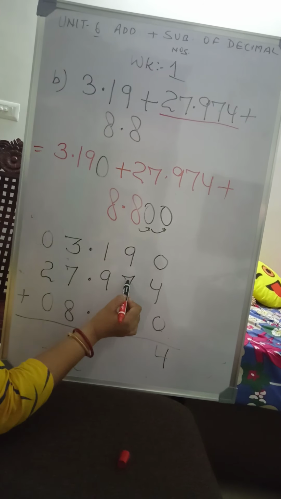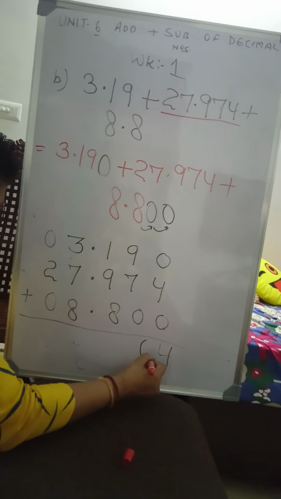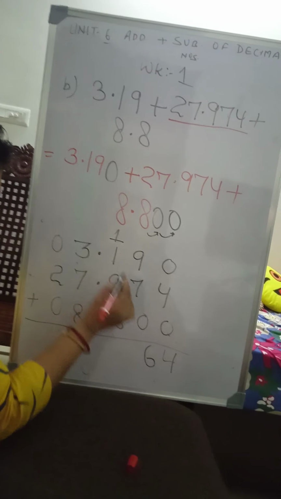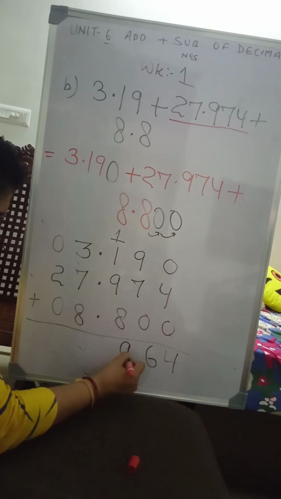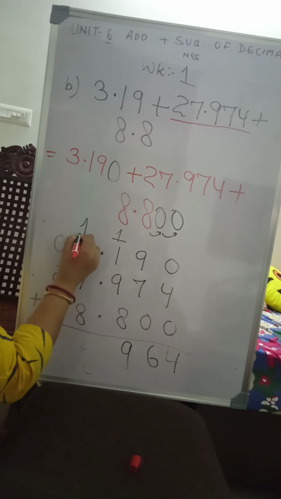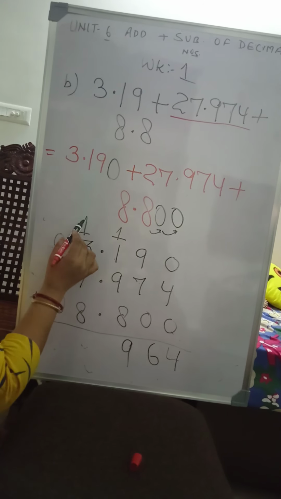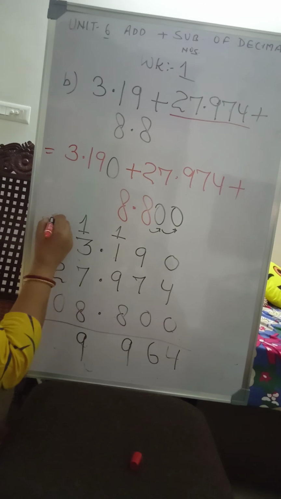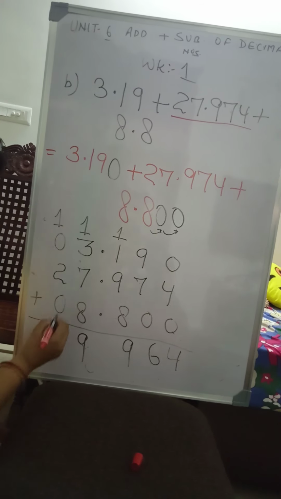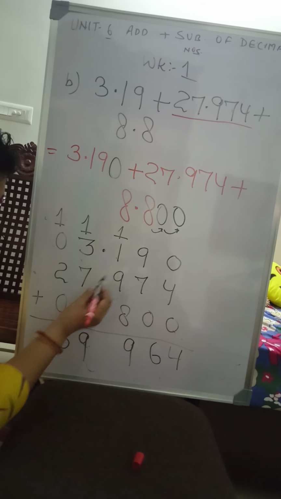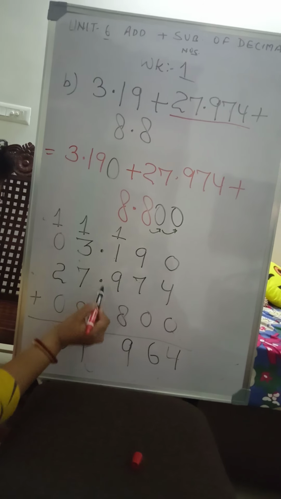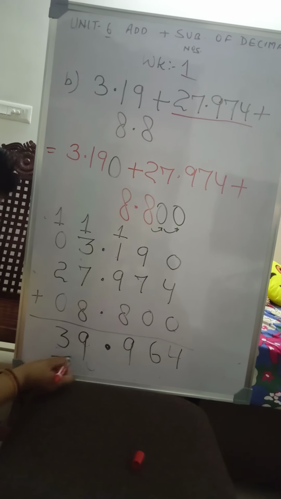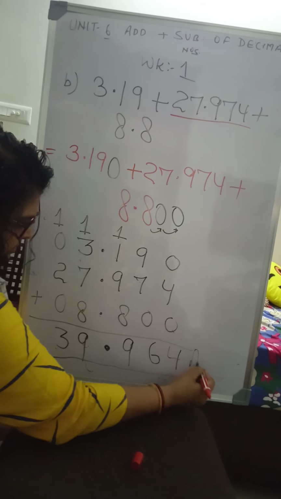Now 9 plus 7 is 16, 6, 1 carry over. So 9 plus 1, 10 plus 1, 11 plus 8, 19, 9, 1 carry over. 7 plus 3, 10, 10 plus 1, 11 plus 8, 19, 9, 1 carry over. So 2 plus 1, 3. Now next step, follow the decimal, just one after another. So in the sum, we put the decimal over here. So this is the answer.